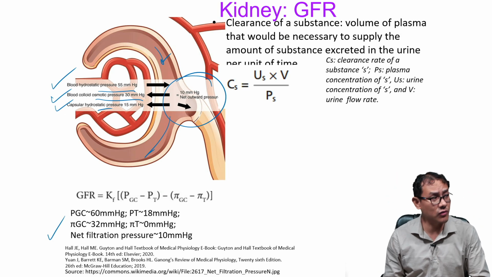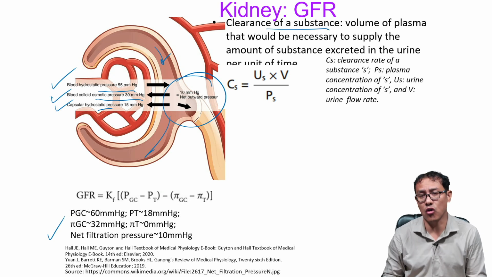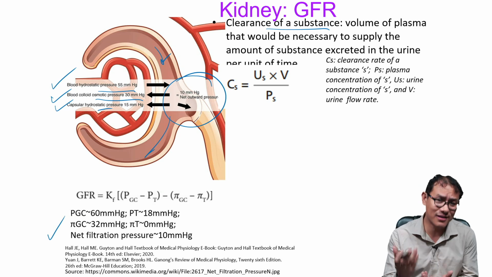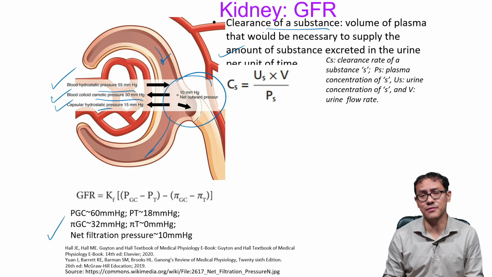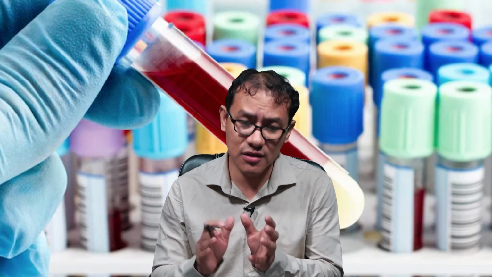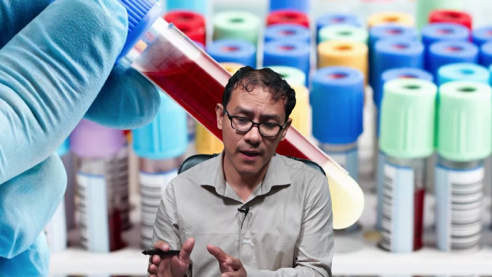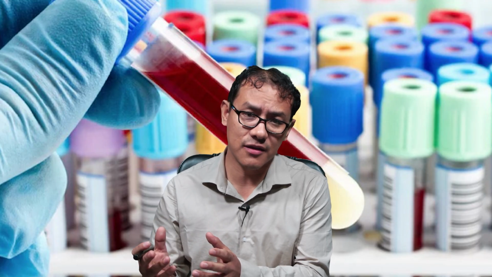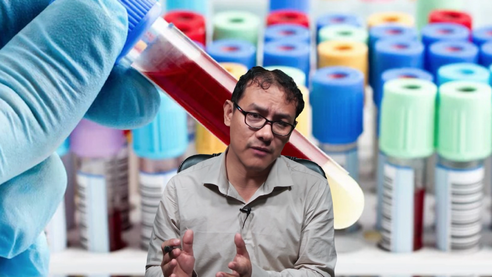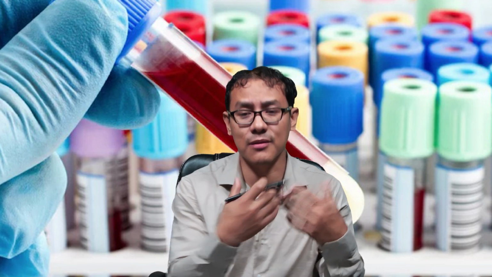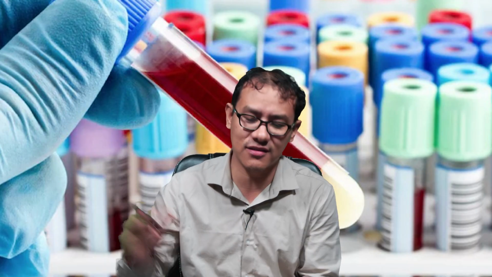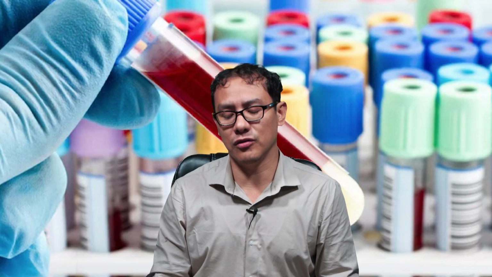Another concept which one has to understand is what is known as the clearance of a substance. What do you mean by clearance of a substance? It is the volume of plasma that will be necessary to supply the amount of the substance excreted in the urine per unit time. That is, per unit time, how much of that substance is excreted in the urine, it is the volume of the plasma that is required to be supplied to the kidney in order for that amount of substance to be excreted in the urine per unit time.